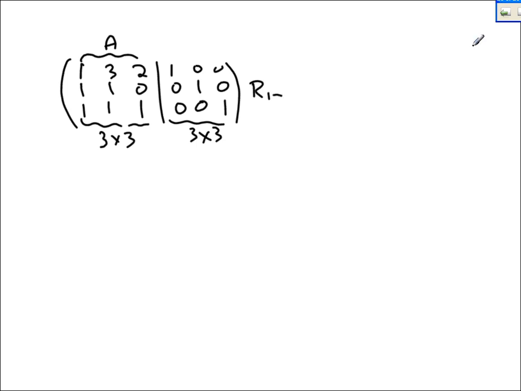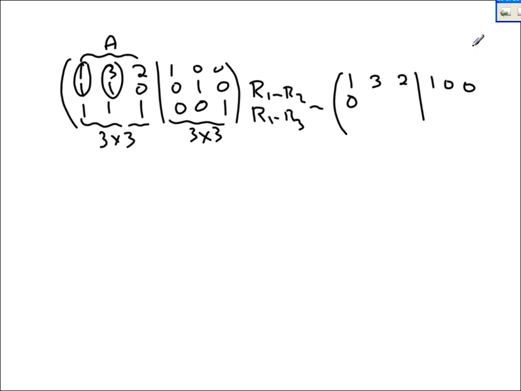I will do row 1 minus row 2 and row 1 minus row 3. The first row, I'm not doing anything to it. The second row, I do 1 minus 1. I do 3 minus 1, which is 2. 2 minus 0. 1 minus 0. 0 minus 1. And lastly, 0 minus 0.